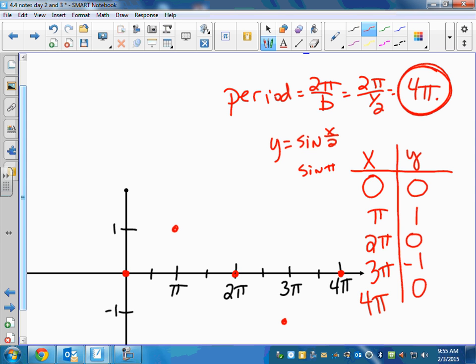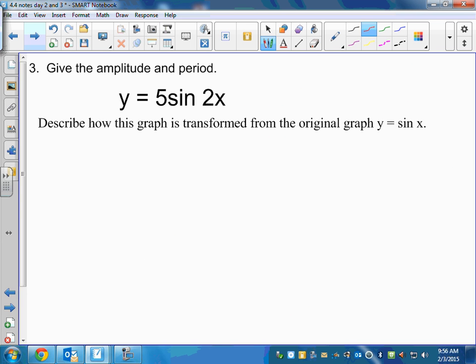So look what happens. We get the same shape, but it's stretched out over 4 pi. We still get that it goes up to 1, down to 0, down to -1, and back up to 0 at 4 pi. That is one complete period of sine. When it says graph 2 periods, you have to complete this whole cycle or you don't get all your points. Okay? So, the whole cycle.